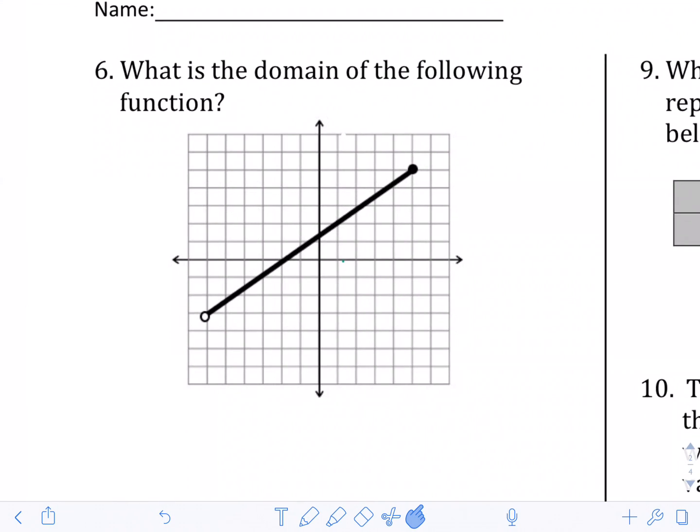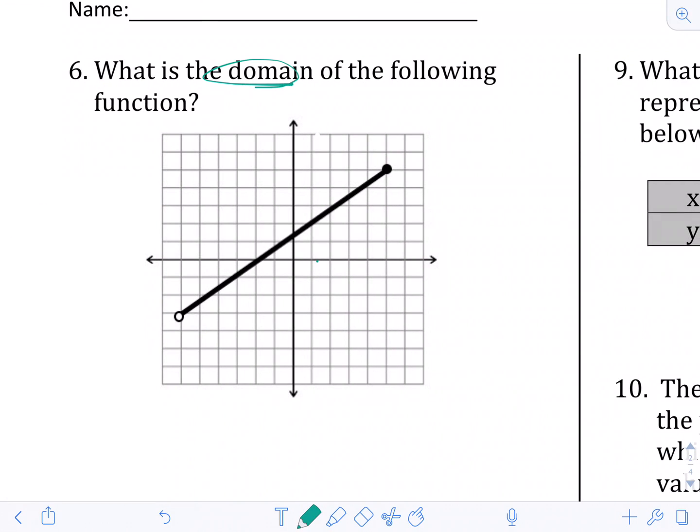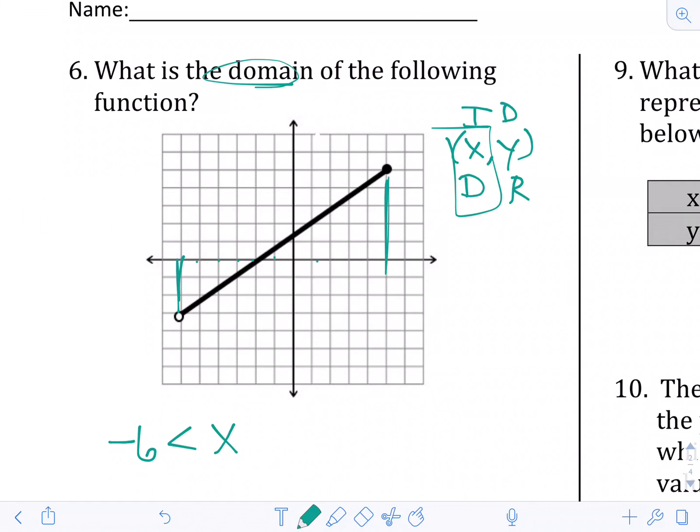Number 6, what's the domain of the following function? So remember, ID the doctor: independent, dependent, domain, and range. Domain is x. So we're going to start over here to the left and then go to the right like you read a book. So on the left side, I'm starting at negative 1, 2, 3, 4, 5, 6, at negative 6. It's an open circle, so less than x. And then go all the way over. It's a closed circle, so it'll be equal to, and just count 1, 2, 3, 4, 5. And there's your domain.